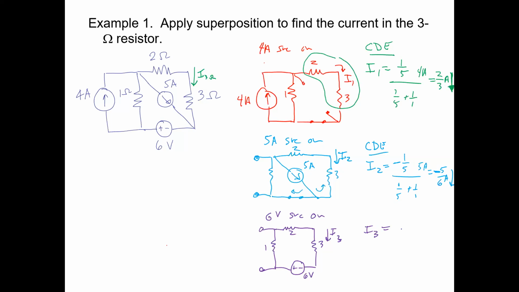Mark? Go straight to the answer, 1 amp, right? It's 6 volts over the sum of all those series resistors, right? 1 plus 2 plus 3. So that's going to give us 1 amp, yeah.